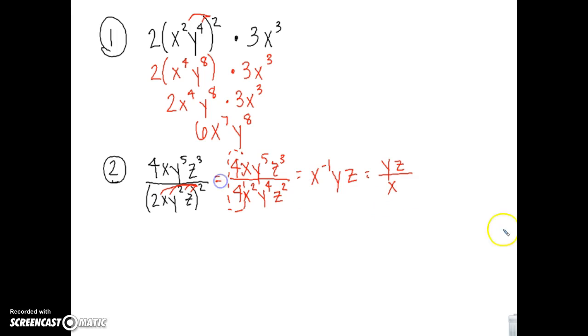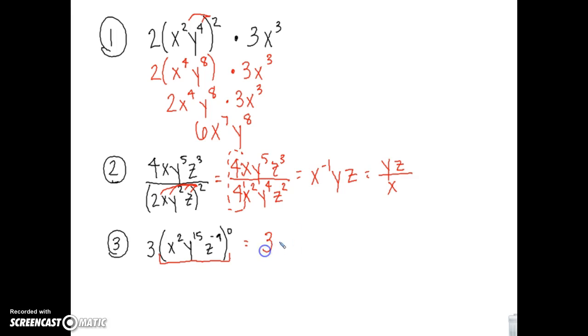Alright, and our third and final example is 3 times x squared y to the 15th z to the negative 9, to the 0 power. One of our rules tells us anything to the 0 power is 1. So I don't even have to worry about anything in this parentheses because it's all raised to the 0 power.